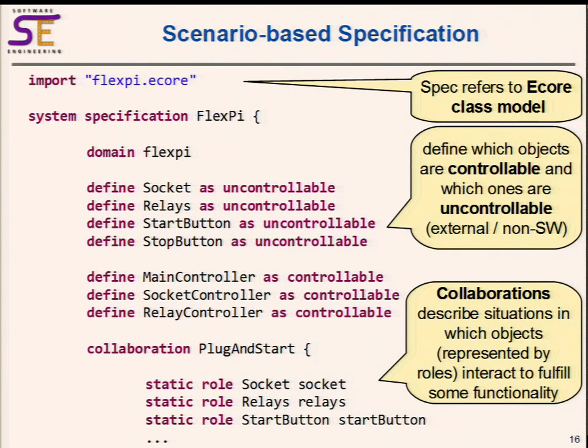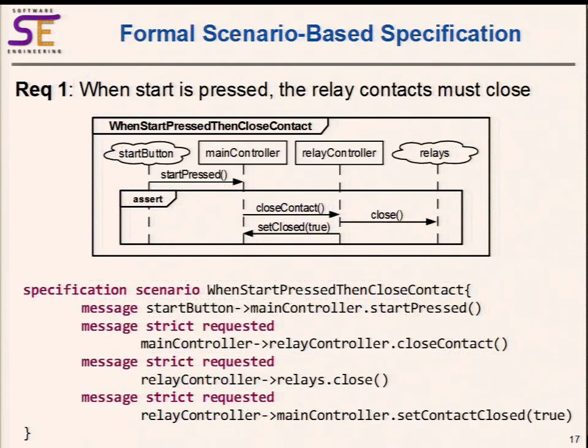And in the collaboration, we define roles, which are similar to roles in UML. So they represent objects that do some specific task in this collaboration. So one requirement could be: when the start button is pressed, the relay contacts must close.